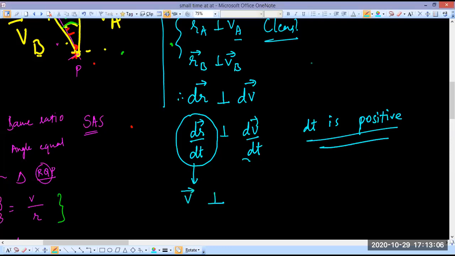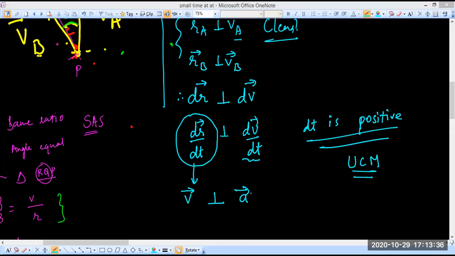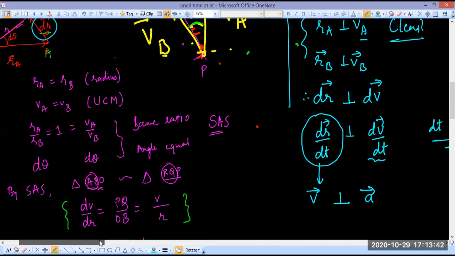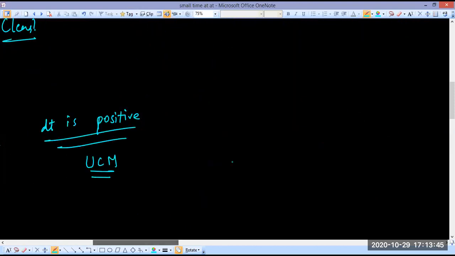And what is dv vector by dt? Right now, listen to this. Right now we are talking about UCM, uniform circular motion. So dv vector by dt is, very good, acceleration. Okay, so we are getting that velocity is perpendicular to acceleration, right? Velocity is perpendicular to acceleration. Right, so let's draw a diagram again.